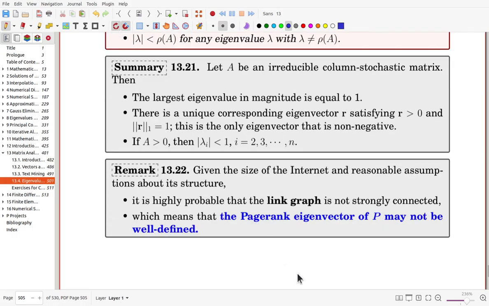Okay. Given the size of the internet and reasonable assumptions about its structure, it is highly probable that the link graph is not strongly connected. That means that the PageRank eigenvector of P may not be well defined.